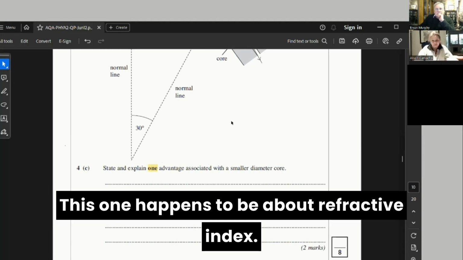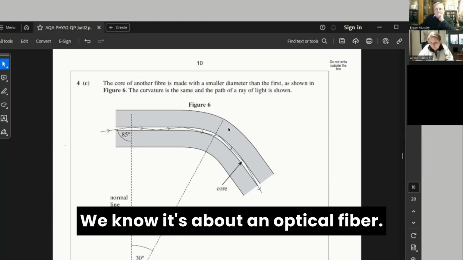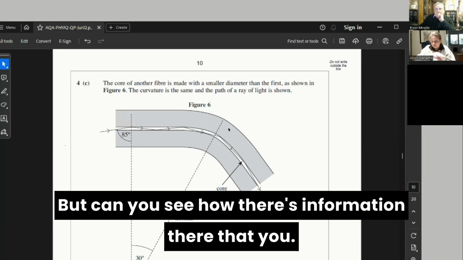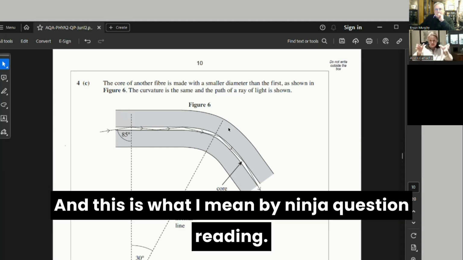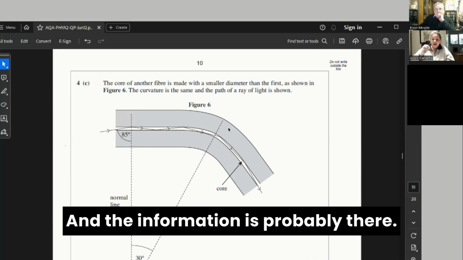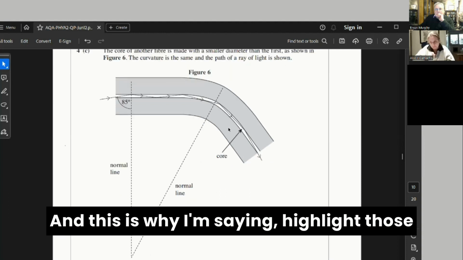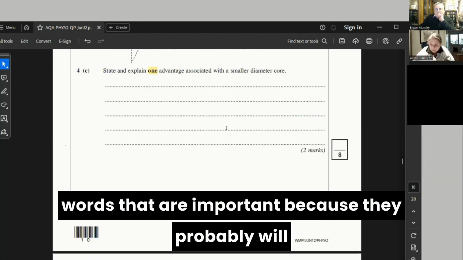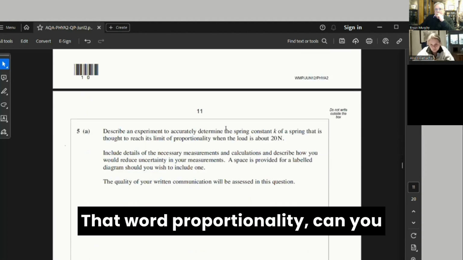Okay, so here, this one happens to be about refractive index. We know it's about a core. We know it's about an optical fiber. I mean, they're not really in the course anymore, but can you see how there's information there, and this is what I mean by ninja question reading. If the first time you read it, it doesn't make sense, read it again. And the information is probably there. You just have to slow down, make sure you read every word. And this is why I'm saying highlight those words that are important, because they probably will help you figure out what to do. Probably. That word, proportionality.